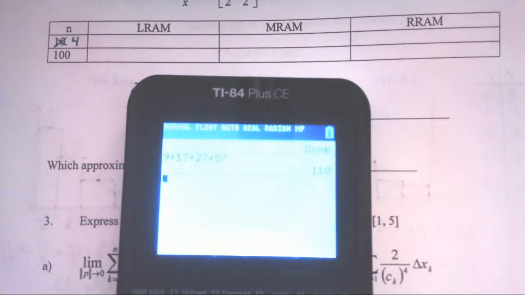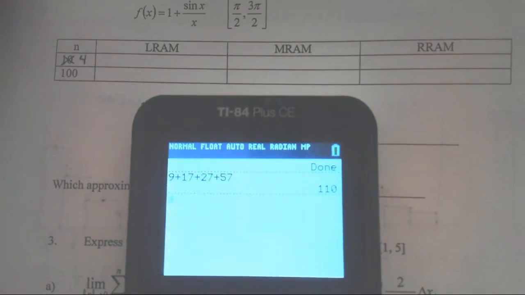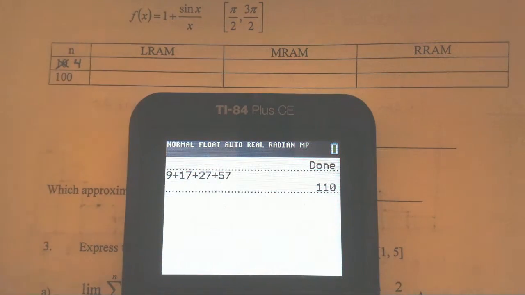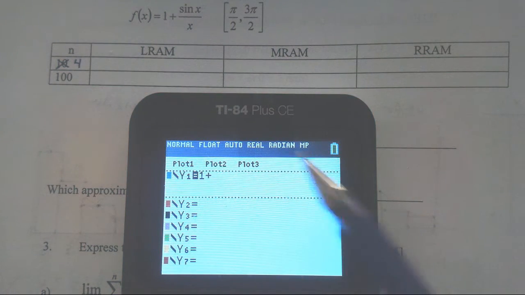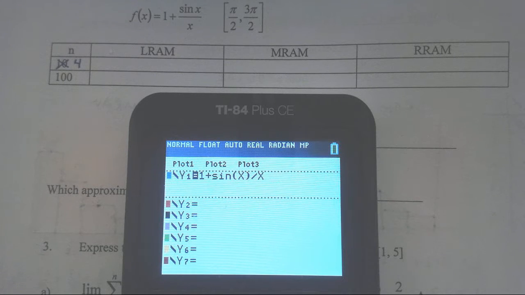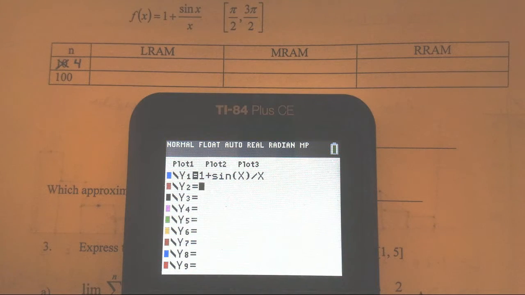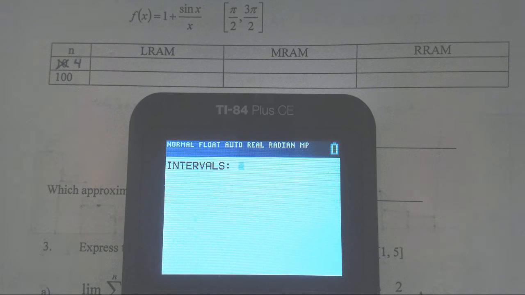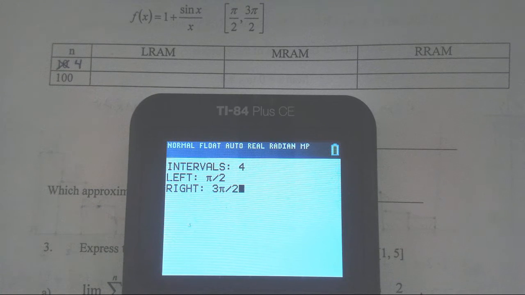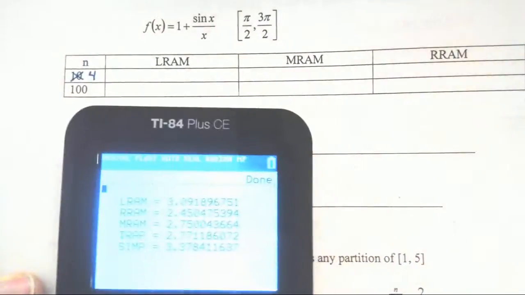Okay, so let's get zoomed in on this a little bit here, so we can see our function. And I'm going to go into my y equals, clear this, 1 plus sine of x on x, make sure I'm in radians, which I am. 1 plus sine of x on x. And go ahead and quit that one. And now I'm going to go to my program, and I'm going to run my RAM program. And intervals 4. And left bound, I'm not going to approximate this, pi divided by 2. And right bound, 3 pi divided by 2. Enter.